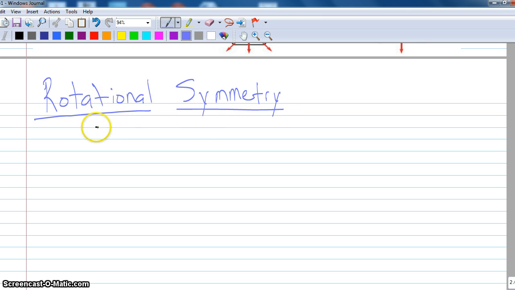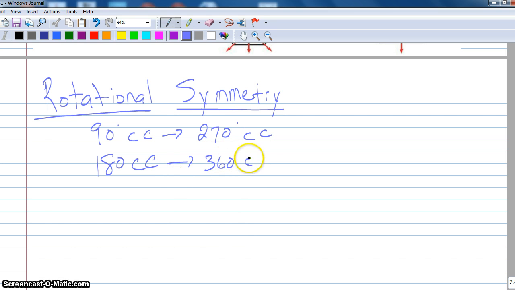Now remember, you can rotate 90 counterclockwise. You can rotate 180 counterclockwise. Now you can also do 270 and 360, but if it's 90, it's also 270 by default. And if it's 180, then it's already 360 by default. So we don't worry about these. We're just going to worry about 90 and 180. And we're not going to put counterclockwise because it's implied.